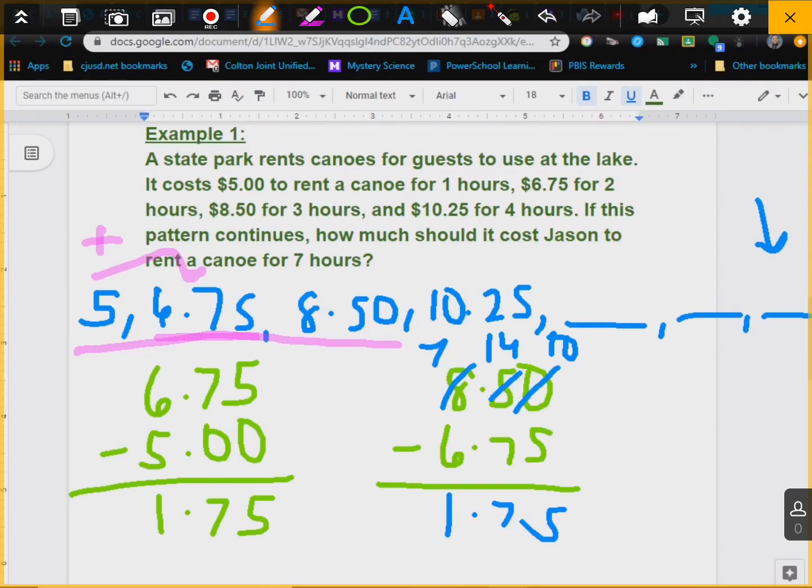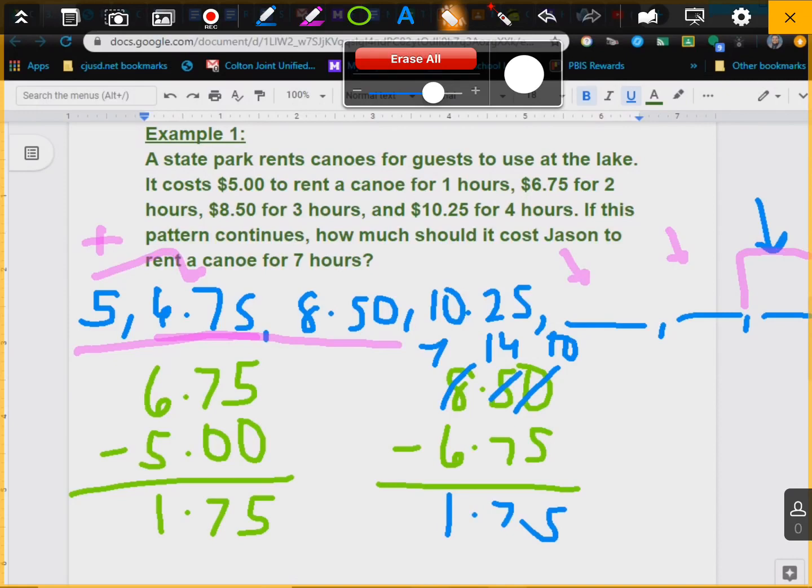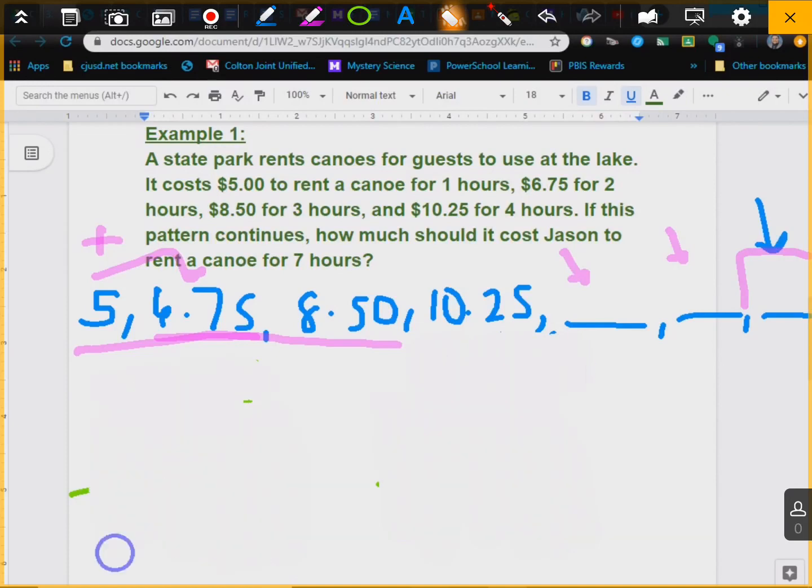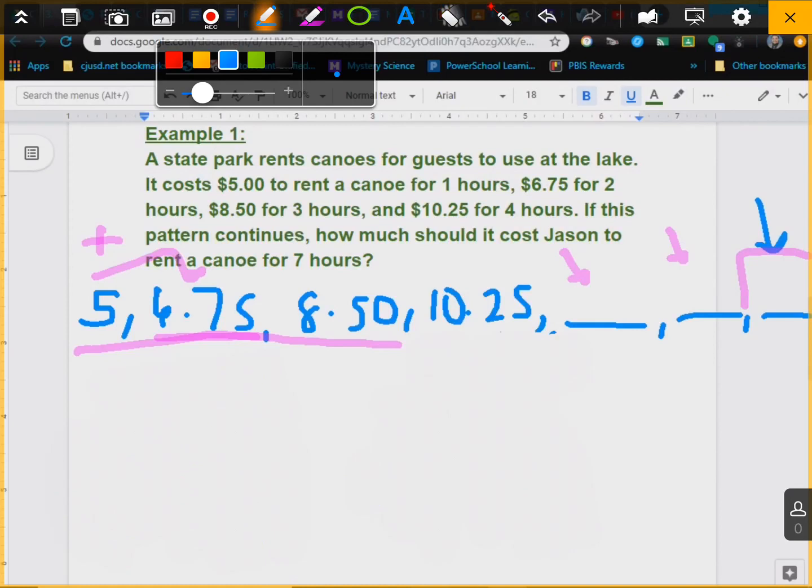So now what we have to do is figure out these 3 blanks. And eventually figure out the 7th one. Because that's what they're asking for, 7 hours. And the way that we can do that is we have to add 1.75 with the one that they gave for 4 hours, which is 10.25. And that'll get us how much it is for 5 hours, and then we'll take that, add 1.75 for 6 hours, and take that number, and add 1.75 for the final 7 hours.